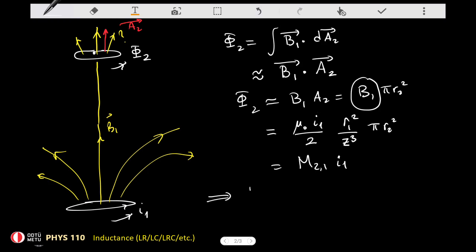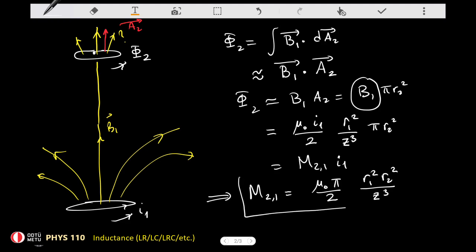So therefore M21 is equal to mu0 pi divided by 2, r1 squared multiplied with r2 squared divided by z cube. All right, that's the expression in here. Now we can discuss the physics in here. So let's see what the mutual inductance depends on.